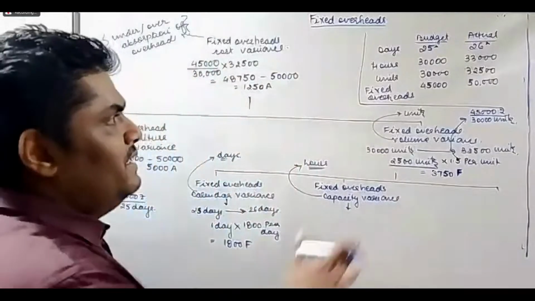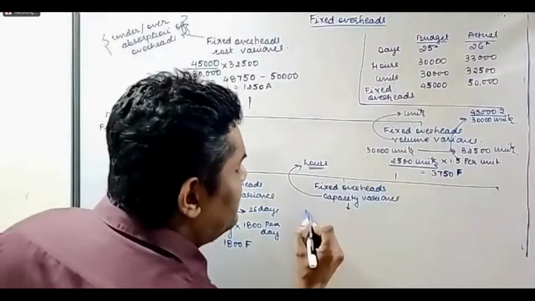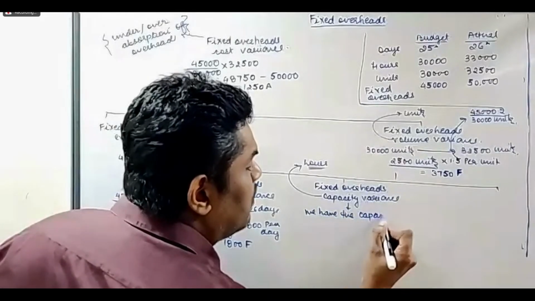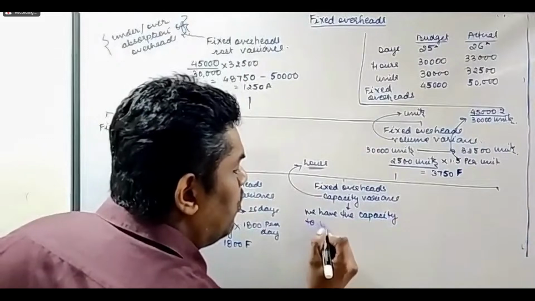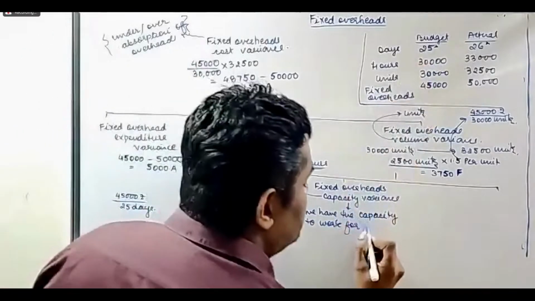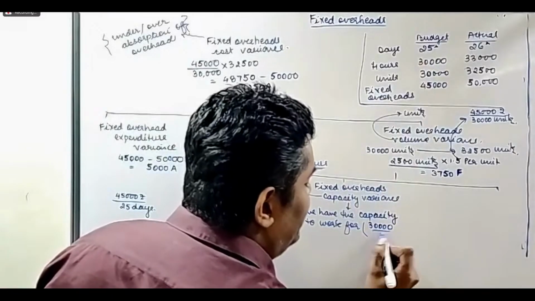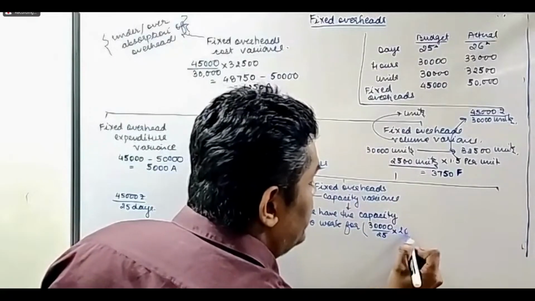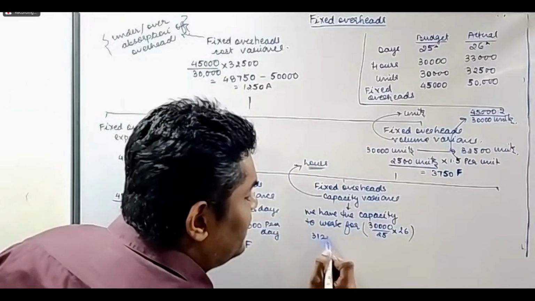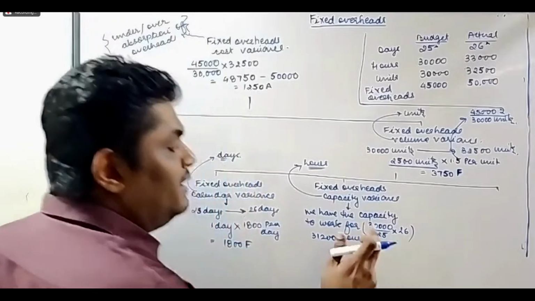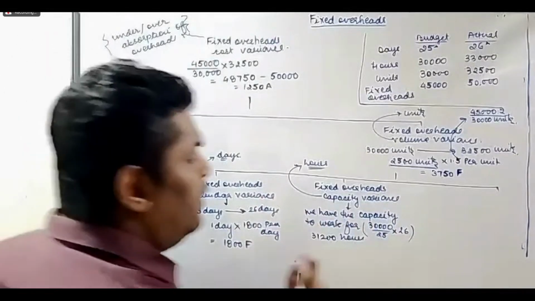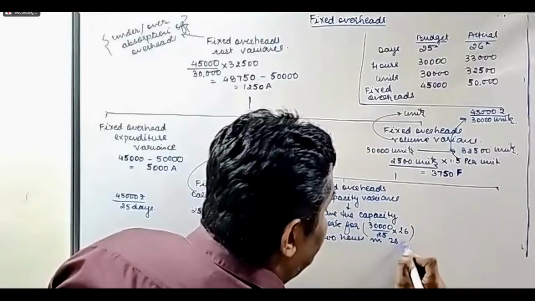So very simple, guys. Herein we can say that we have the capacity to work for how many hours? Not 30,000 hours. See, 30,000 hours in 25 days. So in 26 days, it means we have the capacity to work for 31,200 hours. That is 30,000 divided by 25 into 26. So we have the capacity to work for 31,200 hours in 26 days.